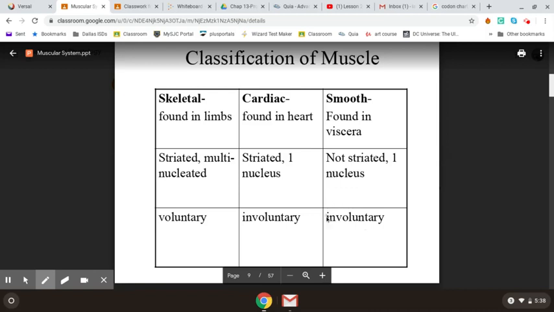Same thing with your digestive system. You cannot stop your digestive system from doing digestion by thinking about it. Right? There might be things that cause your digestive system to stop working, but you personally cannot think about your digestive system slowing down or not working because it is an involuntary muscle group. Okay.